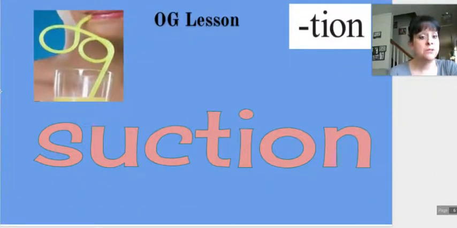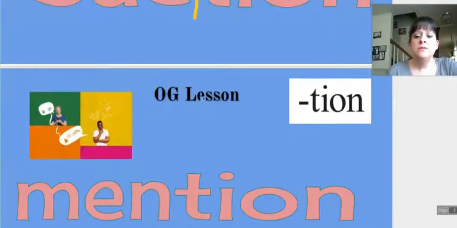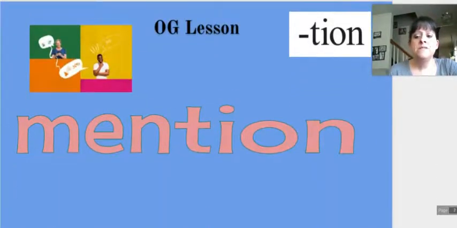The first thing we do is cut off the suffix. So we're going to cut off shun. Then we look at the first part and we have suction. Well, what's happening right here in this picture? In order to drink through a straw, you have to suck up the fluid, right? So suction.